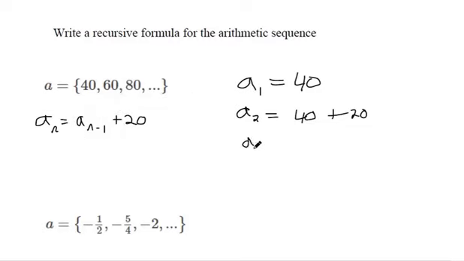You know, a sub 3, that means, hey, look at a sub 2. N minus 1 makes a sub 2. Look at a sub 2 and add 20 to it. A sub 2 is 60. 60 plus 20 makes 80. So that makes our third term in our sequence just like it's supposed to.